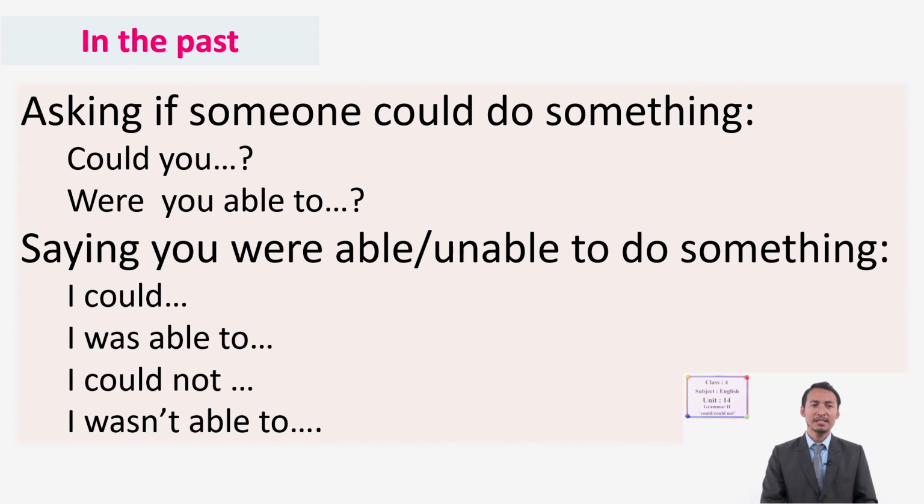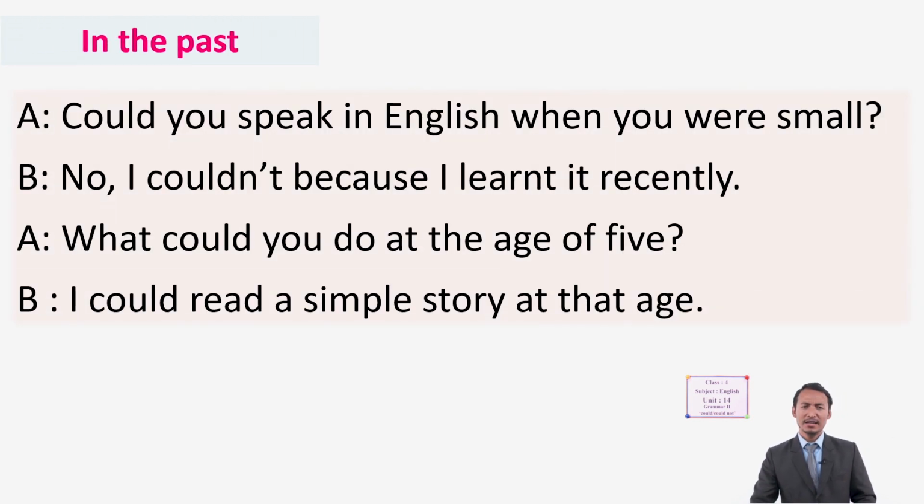So for example, let's see the example. How can we say, could you speak in English when you were small? No, I couldn't because I learned it recently. Okay, if someone is learning it recently, then he or she could not, or won't be able to, in the past. So what could you do at the age of 5? Another question. I could read a simple story at that age. Okay, that was the ability in the past.